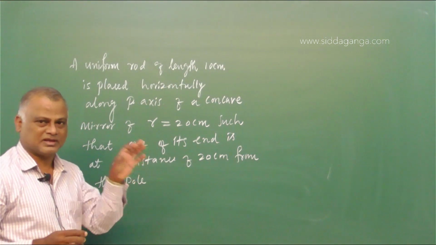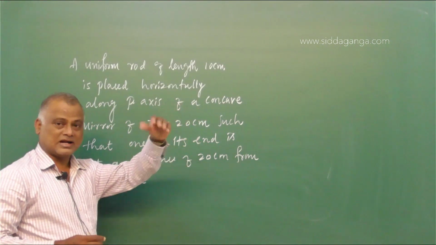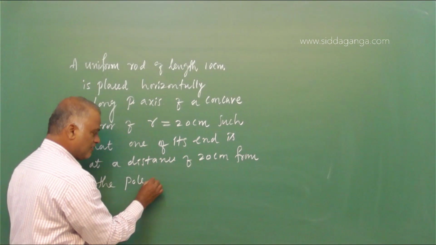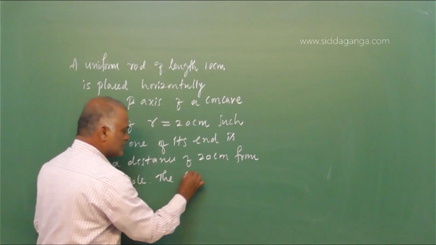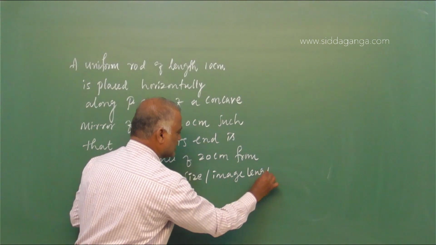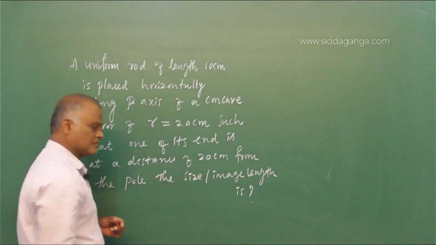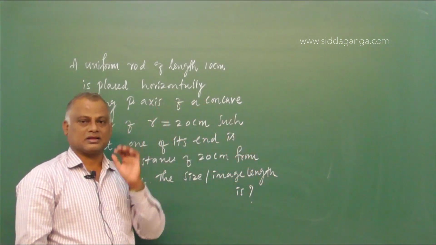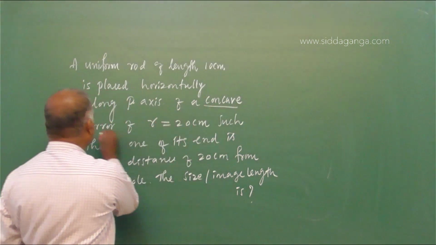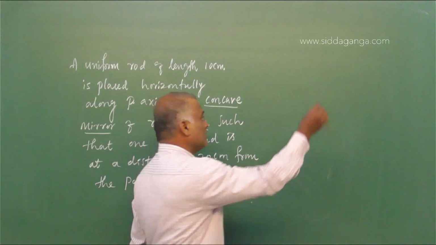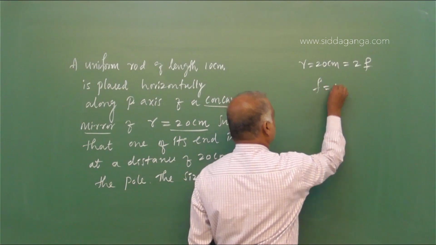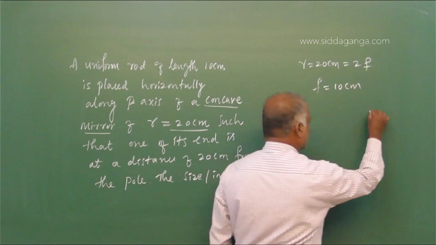If you cannot write it down quickly, don't worry, I will give the diagram, note the data there. At a distance of 20 centimeter from the pole, they ask the size or length of the image. In order to solve this, a concave mirror is given, and the radius of curvature is given. So r equal to 20 centimeter means it is 2f, so f is equal to 10 centimeter. You know how to draw the concave mirror.